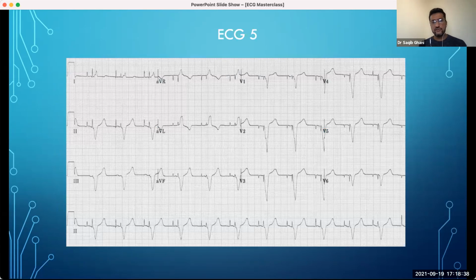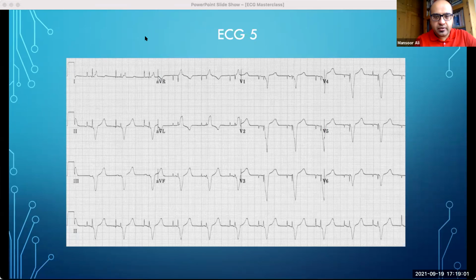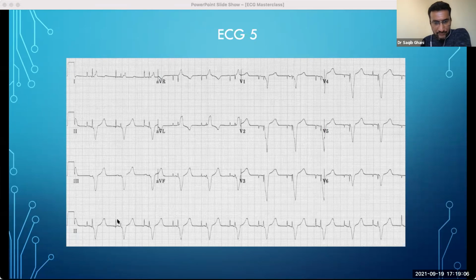Right, let's look at this ECG for a minute and see if someone can tell me what they think is going on here. Anybody so far? Paced rhythm. Why do you think you're saying that? Can you see these spikes? Yes, spikes. So often there's only one spike, but here probably you're seeing two. But yeah, paced rhythm.